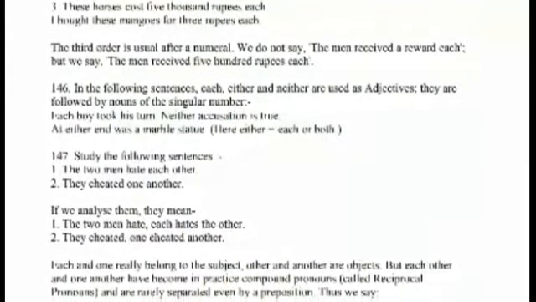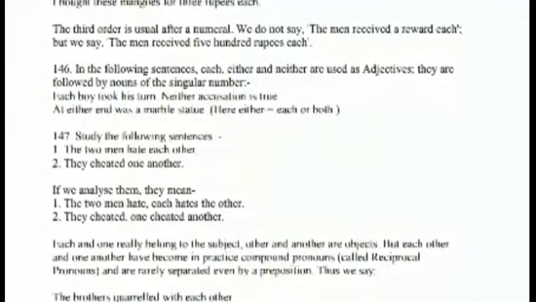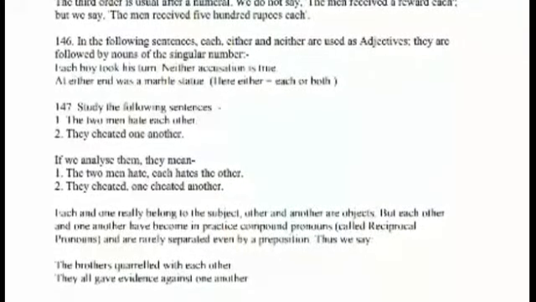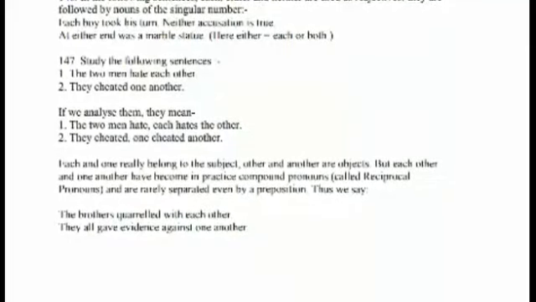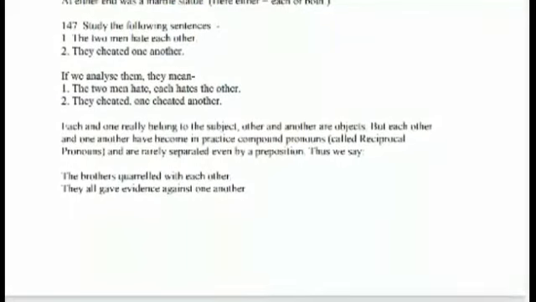And some more examples. The two men hate each other. They cheated one another. If we analyze these sentences, they mean the two men hate, each hates the other. They cheated, one cheated another. Each and one really belong to the subject. Other and another are objects.